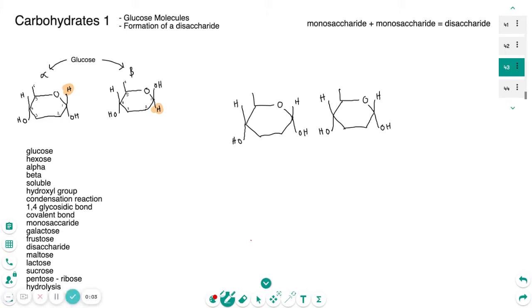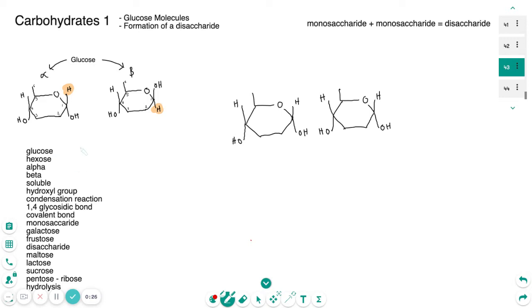All right, welcome back. Today's session is going to be three parts with carbohydrates. In this first part, we're just going to focus on the glucose molecule and the formation of a disaccharide. To do that, there are quite a few terms we're going to go through. I'll try to go through them in the order that it's written, roughly.